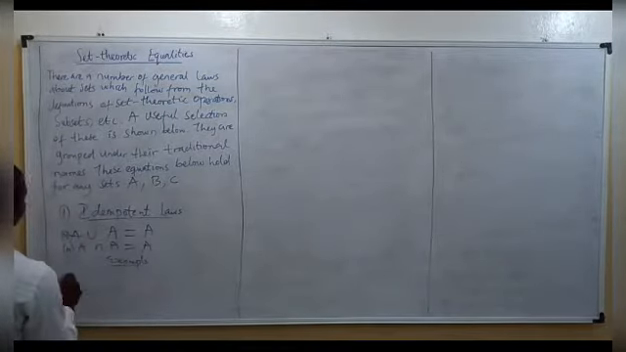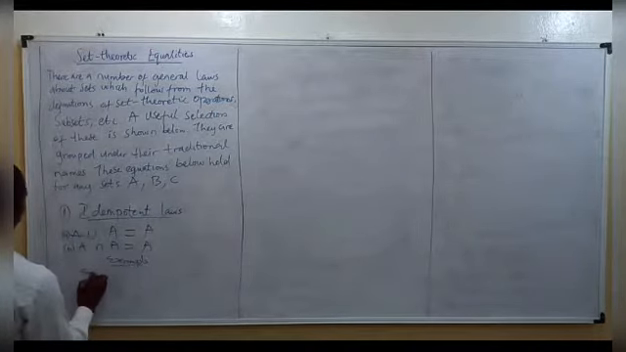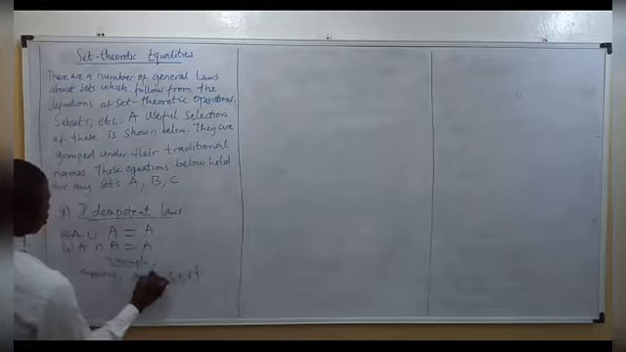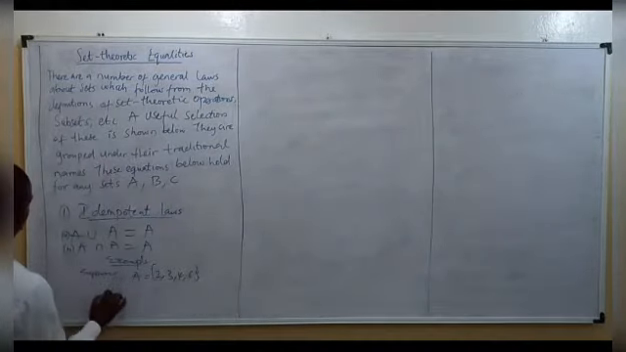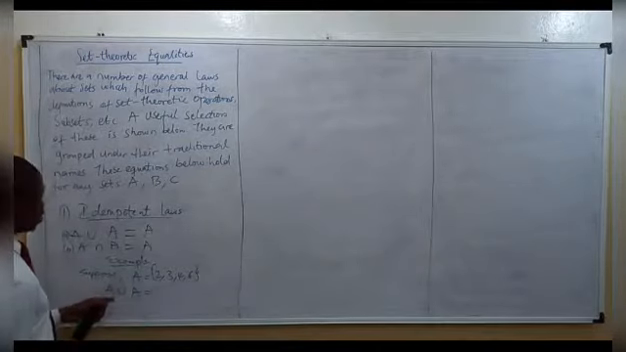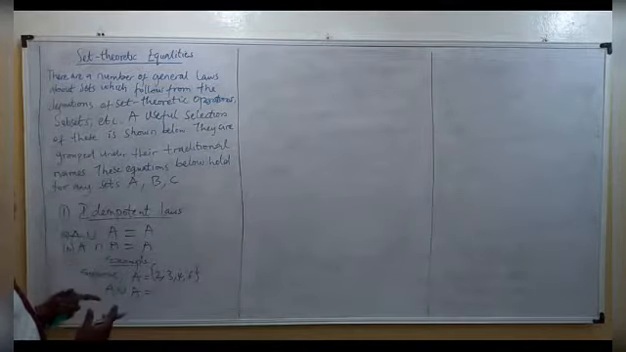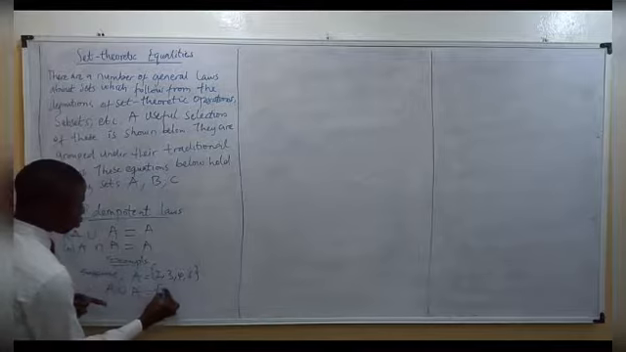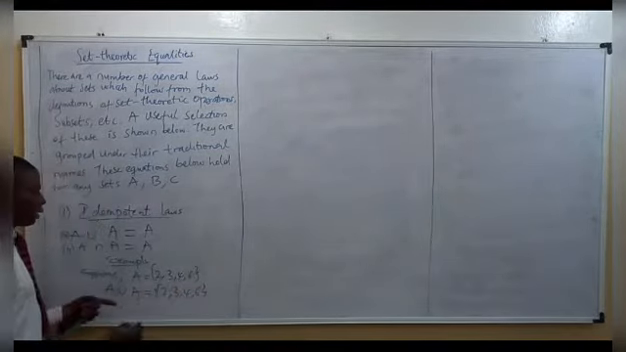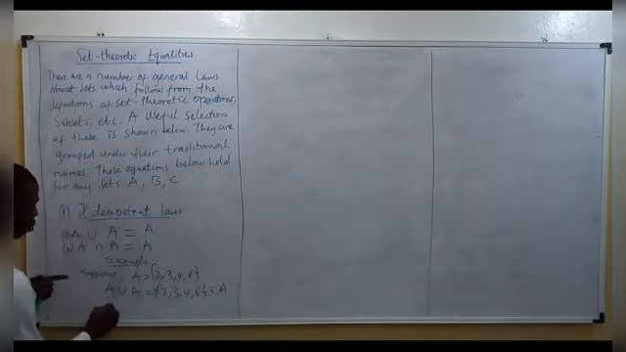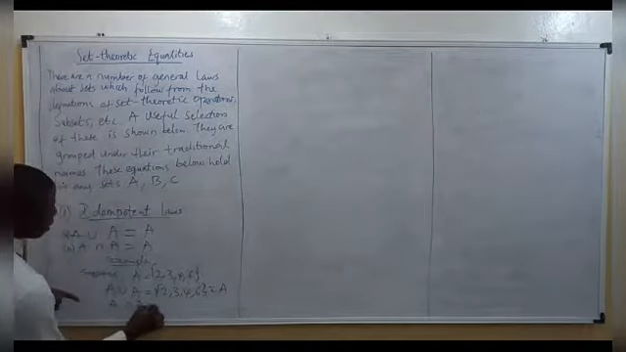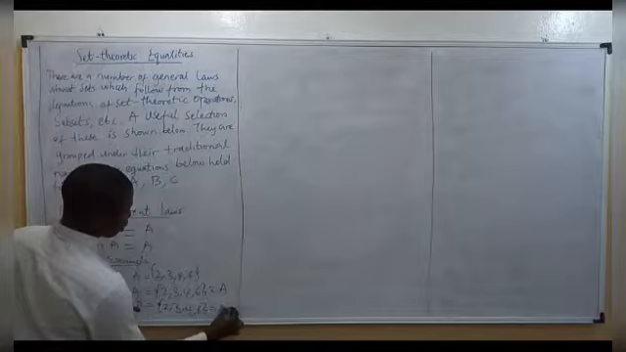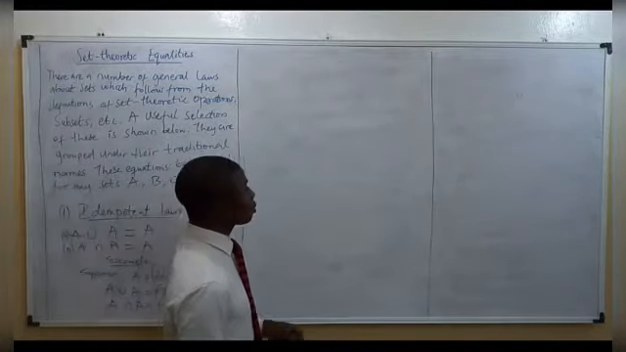For example, it will be quite easy. Suppose set A equals 2, 3, 4, 6. If we find A union A, remember that union means we are combining the total elements in the two sets. Here we are only dealing with A and A, so the total elements are simply 2, 3, 4, 6, which is equal to A. Also, A intersection A means the common elements in A and A, which is still 2, 3, 4, 6, equal to A. So this is an idempotent law, because when it operates on itself, it gives us itself.